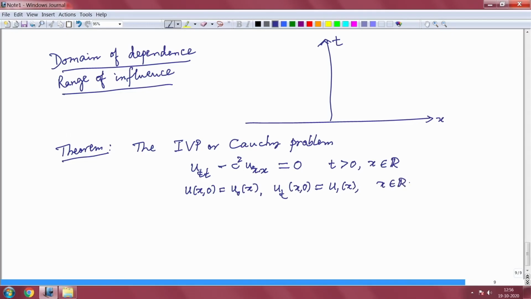Okay. So, the equation and the two initial conditions in this case, referred to as the Cauchy problem, has the solution given by the D'Alembert's formula. Okay, so let me not repeat it.